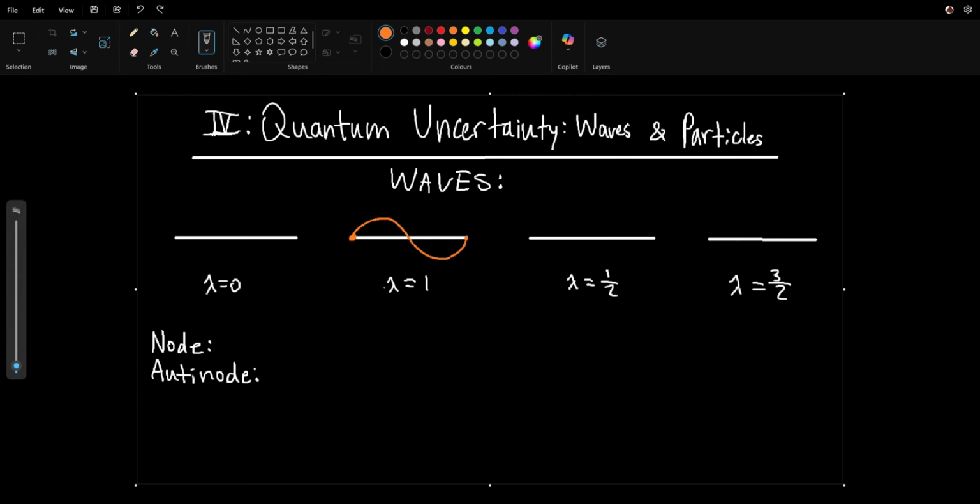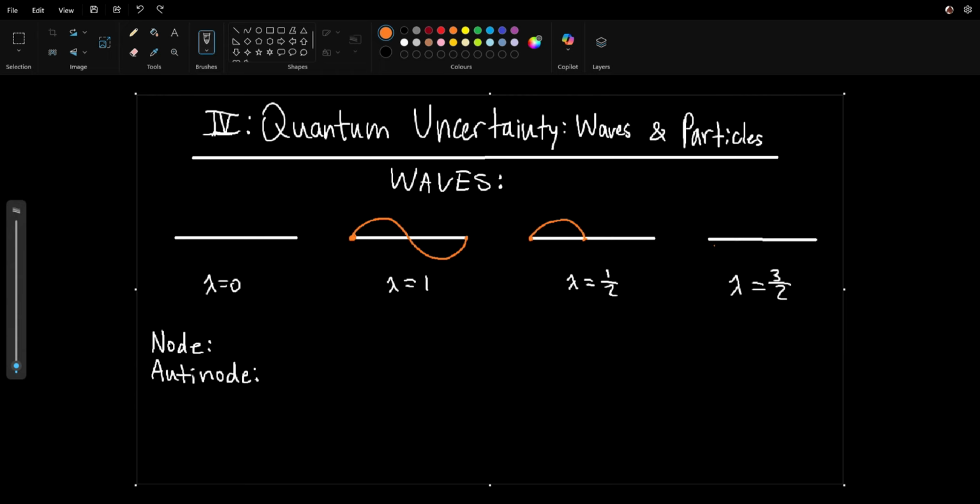And if this is 1 lambda or 1 wavelength, then what would 1/2 be? Well, it's simple. We just go from here to here. So we start from 0 being the height, and let's say 1 is our maximum, and we have -1. Let's look at a sine curve. We go up to 1, down to 0, -1, back to 0. But here, we just go up to 1, back to 0. So it's really just half of what we had before.